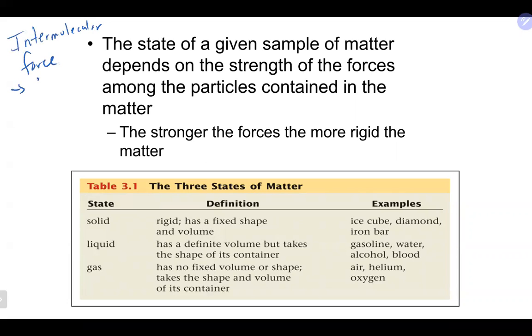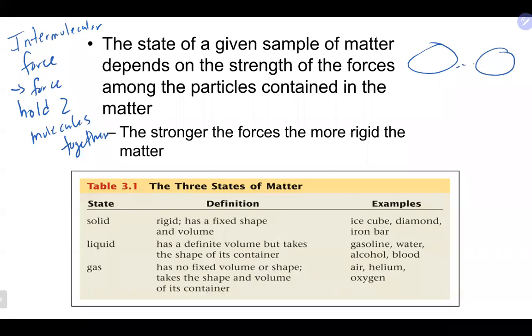And that's basically the force that holds two molecules together. So for example, if you had a water molecule like we were looking at, it is the force between those two water molecules that basically hold it together. So that's what kind of keeps them there. For example, for water, if these were two water molecules, that would be what is known as hydrogen bonding, which is the force that holds it together. And hydrogen bonding is a relatively strong intermolecular force.